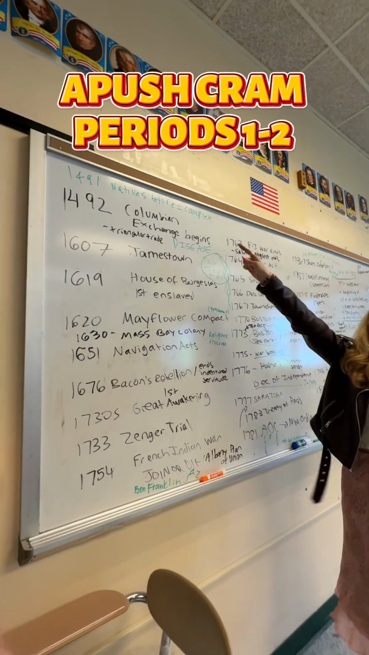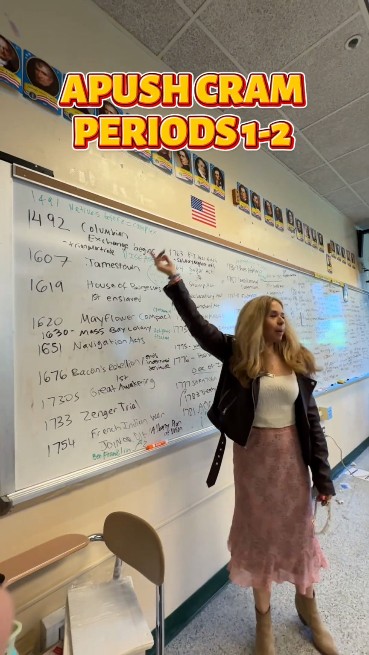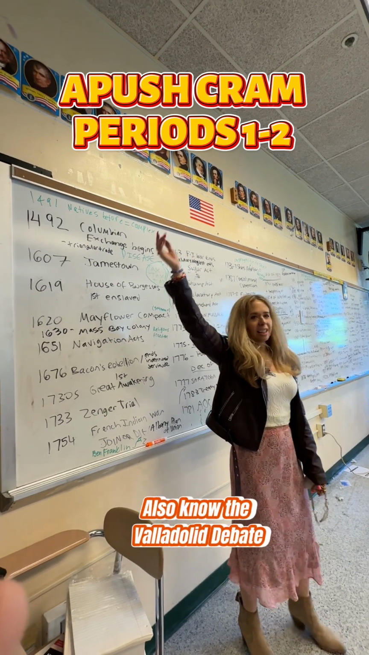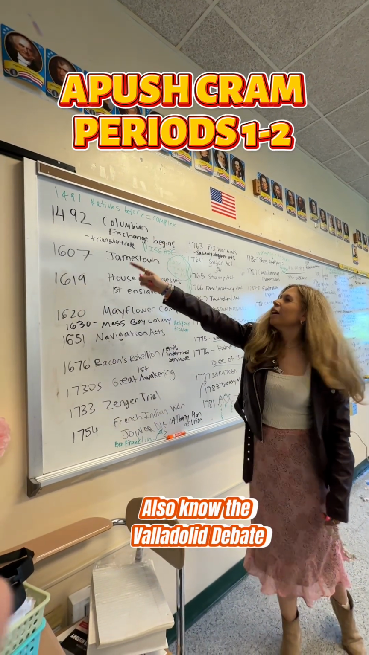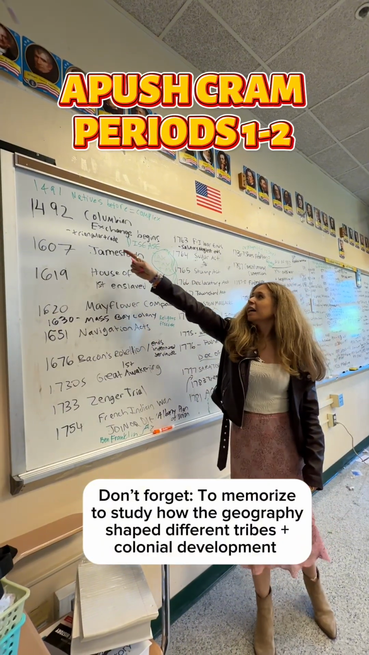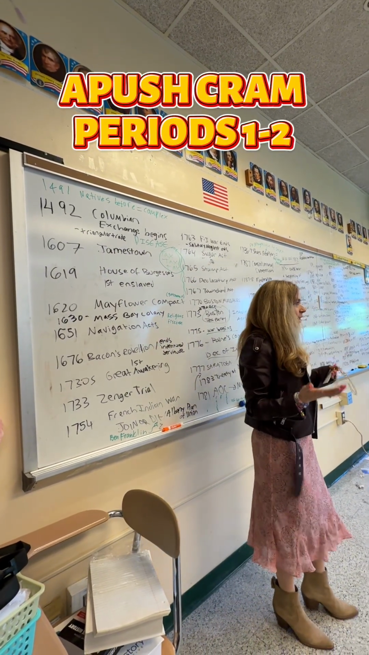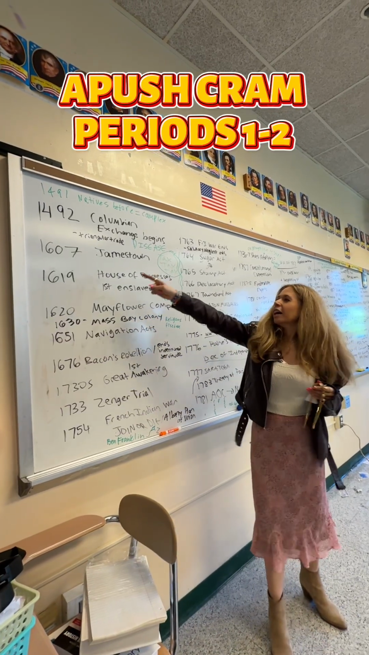So, 1491. Complex society. Native Americans already lived here, right? How many? A lot. Good. So it matters. But 1492, the beginning of the Columbian Exchange. Why? Because Columbus arrives. Triangular trade. Disease spreads. 1607, the first colony, Jamestown.